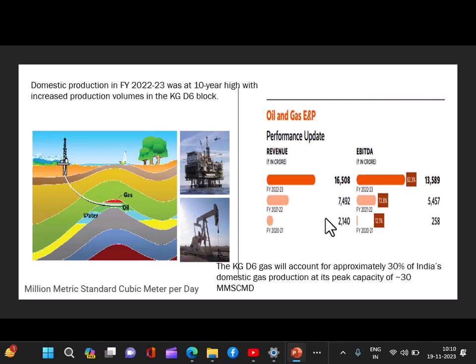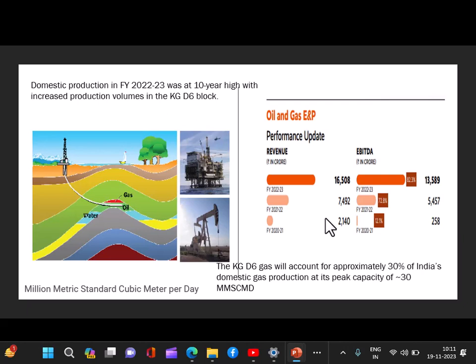Okay, because the oil prices were around $60 a barrel, and it touched close to 95, 96 a barrel till this time. Because of that, the company has gained a lot of money in this period. They have the KG Krishna Godavari D6 basin, which accounts for approximately 30% of India's domestic gas production. So 30% of the gas production of India comes from this oil field. It's around 20-plus million metric standard cubic meters per day, but they are going to soon hit a peak capacity of 30 million metric standard cubic meters per day. So this is their capacity.